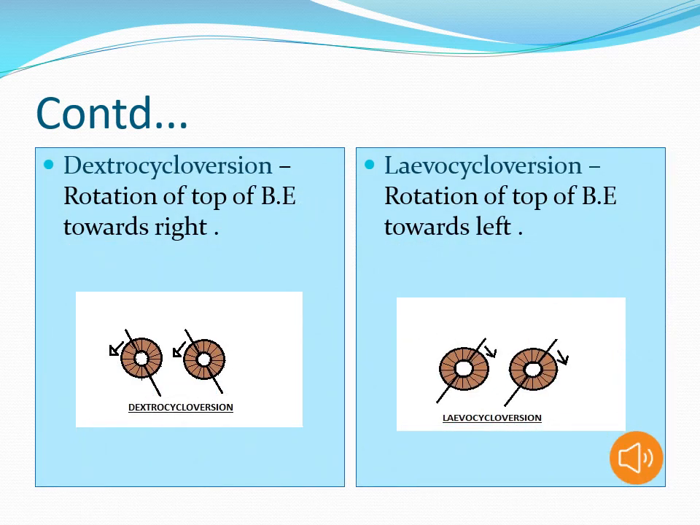You need to pay attention here. This is cycloversion. In this type of eye movement, there is rotation of the top portion of both the eyes. And I already mentioned that for version movements, both the eyes are involved. So dextrocycloversion is rotation of both the eyes towards the right, and similarly levocycloversion, rotation of both the eyes towards the left.